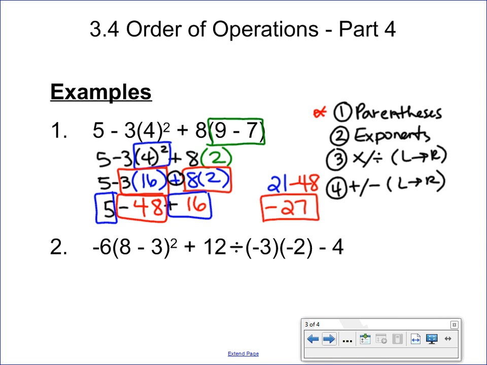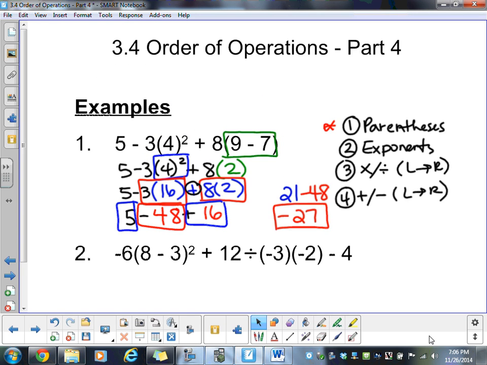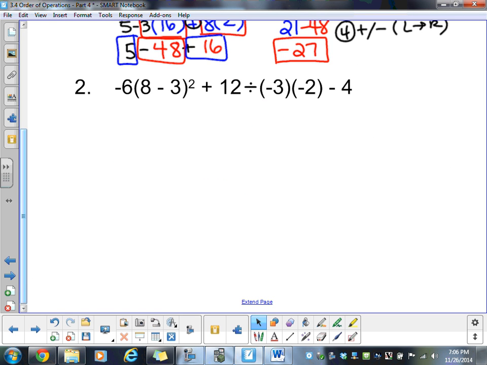Okay? So even though the problem does look more complicated than the problems we've done on the previous videos, if you go step by step, hopefully it's not going to be too confusing. But again, don't try to bite off more than you can chew, and don't try to do more than what you can in one step. All right, next example.